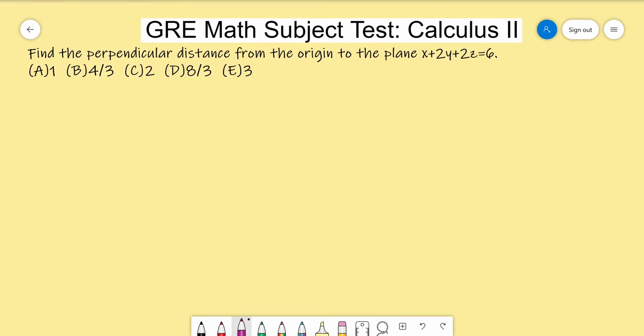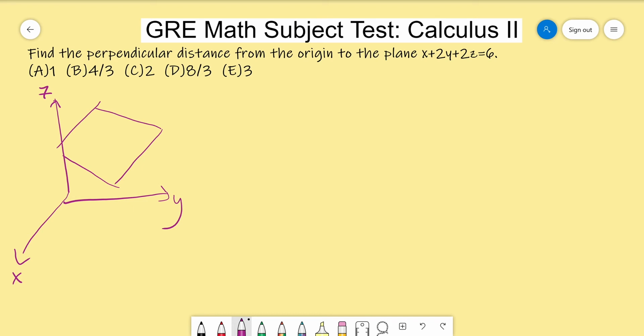So in this question we're asked to find the perpendicular distance from the origin to the plane given by the equation x plus 2y plus 2z equals 6. So I'll just remind you that what we mean here is that if we have some plane, this is x, y, z, let's say we have some plane here, then we're looking for the distance between the origin and the plane.